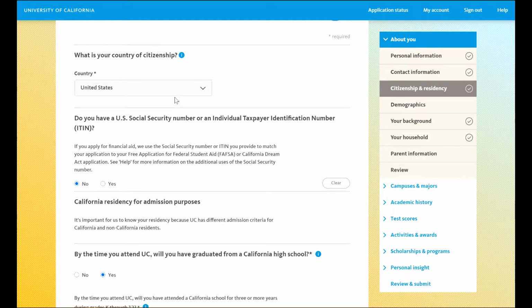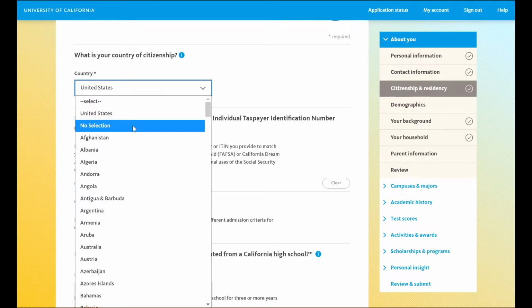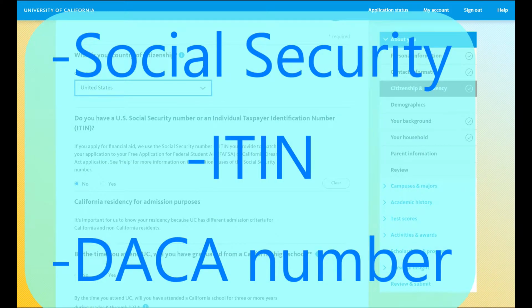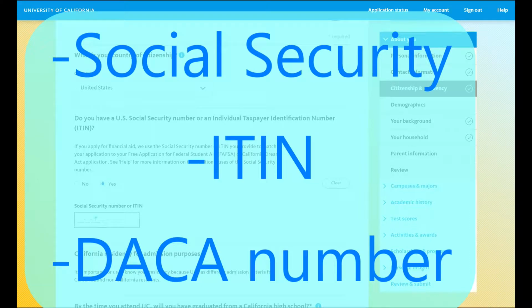Citizenship and Residency. If you have US citizenship, you will select United States for this question. If you are living in the US but do not have US citizenship, you will select No Selection. If you have a social security number, ITIN number, or DACA number, you will enter the respective number in this box here.